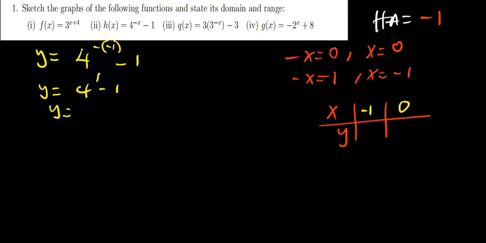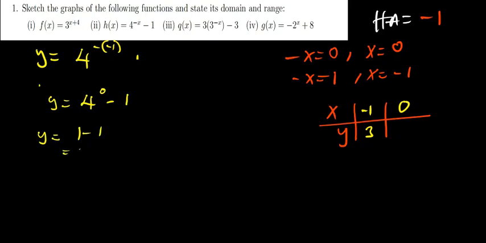Okay, 4 to the power 1 is 4. So 4 minus 1 is 3. So this one gives me 3. What if we put 0? If we put 0, it's going to be 0 times negative, which is just 0. So y will be equal to 4 to the power 0 minus 1. 4 to the power 0 is 1, minus 1, 0. So that becomes 0.